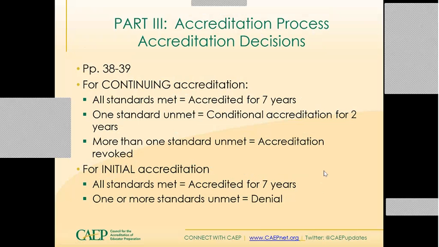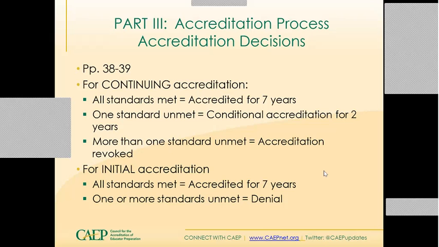So let's think, for example, what was reported earlier. If you do not meet component 3.2, then you cannot meet standard 3. And not meeting standard 3 would result in conditional accreditation. Okay? So if there's more than one standard unmet, and let's say you don't meet standard 4's components, and you don't meet standard 3.2, that's more than one standard, and your accreditation will be revoked.